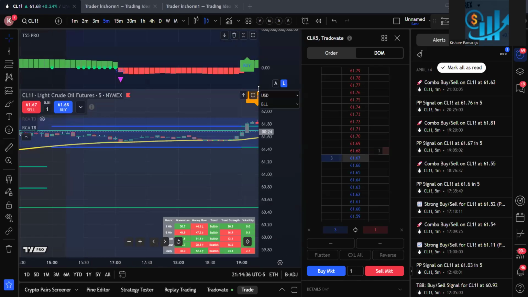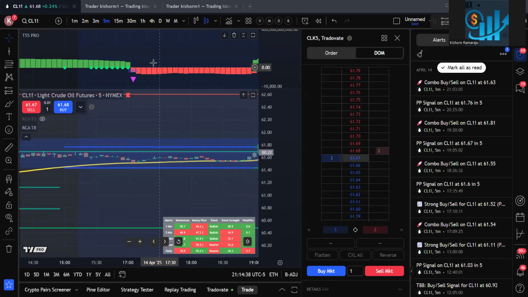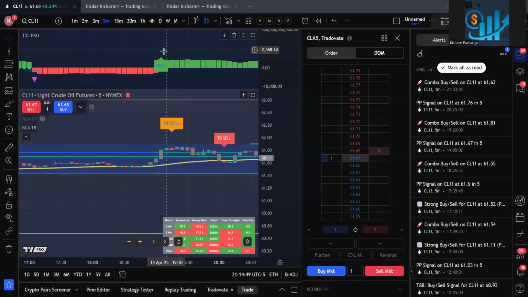So you can follow this combination of T5, T55, and price pulse. If this gives a sell, if your price pulse is also in sell, and your T5 is also in the red color, then that's a perfect opportunity. Or if this is buy, your price pulse is in buy, your T5 is in buy, that's a perfect confluence. So that T55, T5, price pulse combination is also working very good.